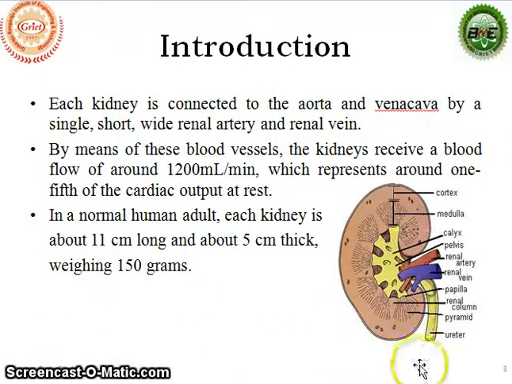If you could see the diagram, here is the kidney, and you could see the parts that are labeled here, such as cortex, medulla, calyx, pelvis, renal artery and renal vein, papilla, renal column, pyramid, and the ureter.